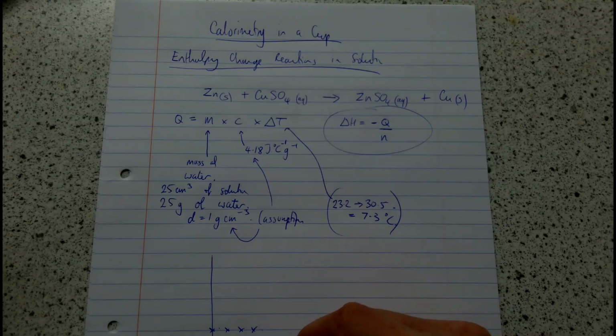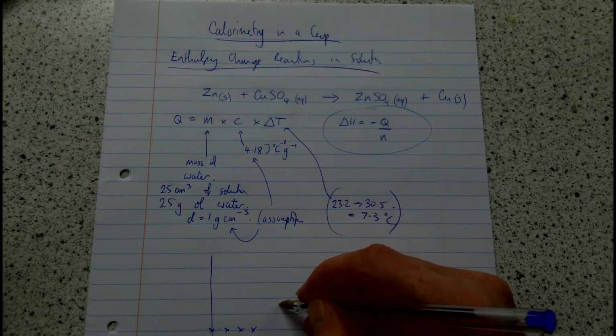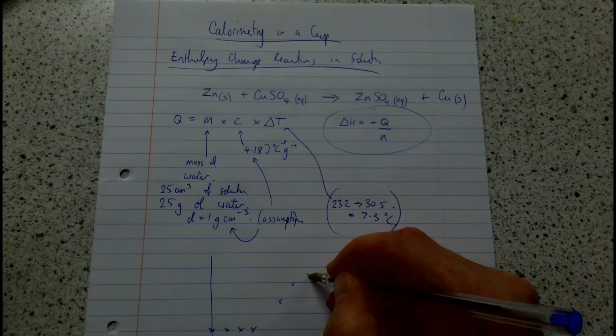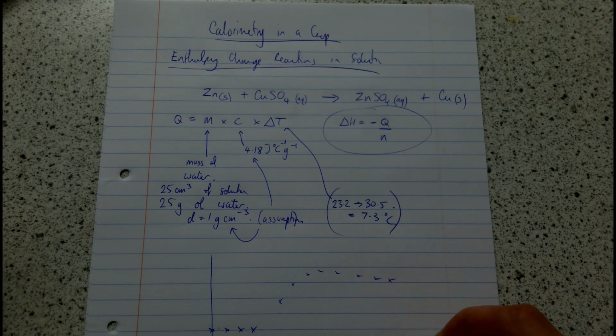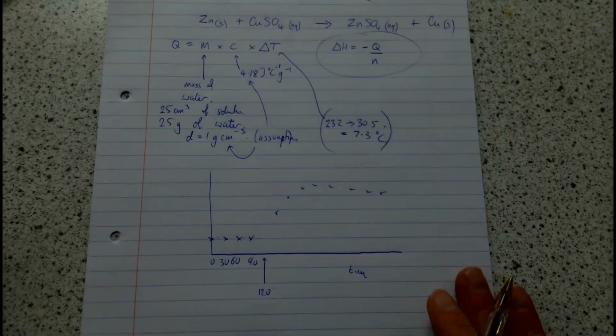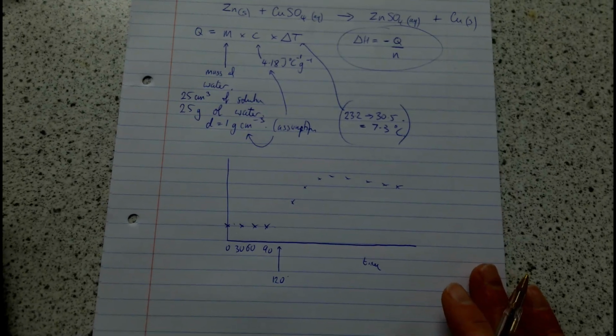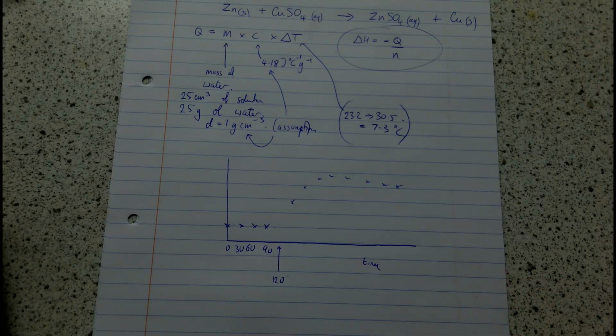And you've got the gap. There's 120 seconds. So this is time. There's a gap, 120 seconds. 0, 30, 60, 90, 120. We left a gap, and then it climbed, and then it will fall away at the end. And it climbs because it's an exothermic reaction, but it's a slow exothermic reaction. It doesn't happen straight away.